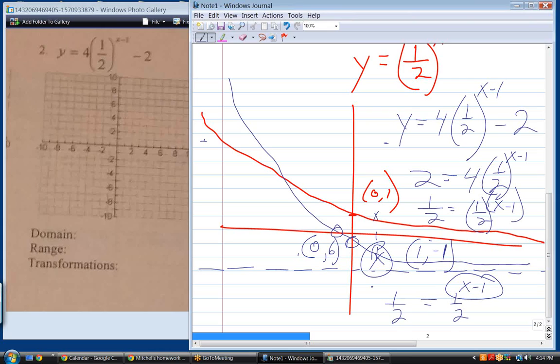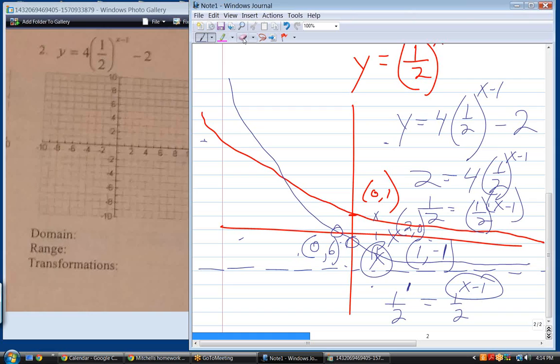Correct. Because this has a hidden exponent of 1 on it. And if 1/2 to some exponent equals 1/2 to x minus 1, then that some exponent has to equal x minus 1. So x equals what? 2. Okay. So the x-intercept actually comes over here at 2. That point is (2, 0).